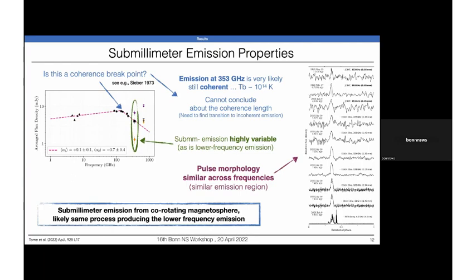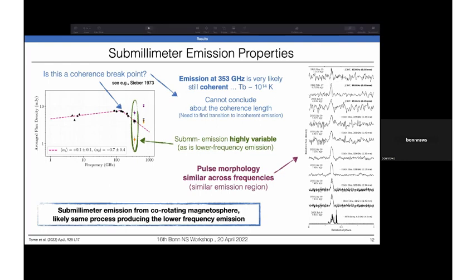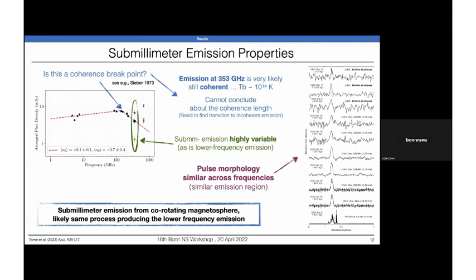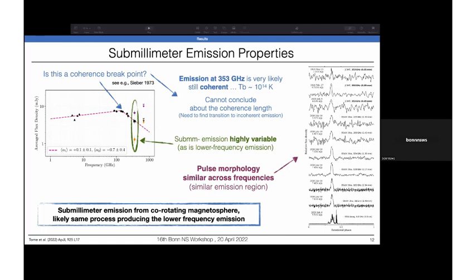So at the end, the submillimeter pulsations we see are similar to those at the lower frequencies. We think that, because we see the pulsations, we can link it with a co-rotating magnetosphere as opposed to other models from orbiting disks or other emissions, and that it's likely the same emission process producing the submillimeter emission and the lower frequency emission. Of course, only one source. We would need to observe more and have better statistics and better numbers.